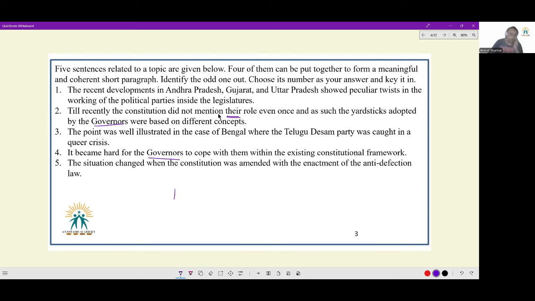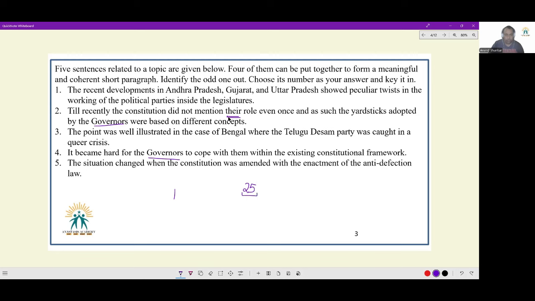Till recently, the constitution did not mention their role even once, and as such, the yardsticks adopted by the governors were based on different concepts. They were utilizing their best judgment. The situation changed when the constitution was amended with the enactment of the anti-defection law. Now they are no longer using different concepts. They are going by the letter of the law. So 2, 5 should be a pair.